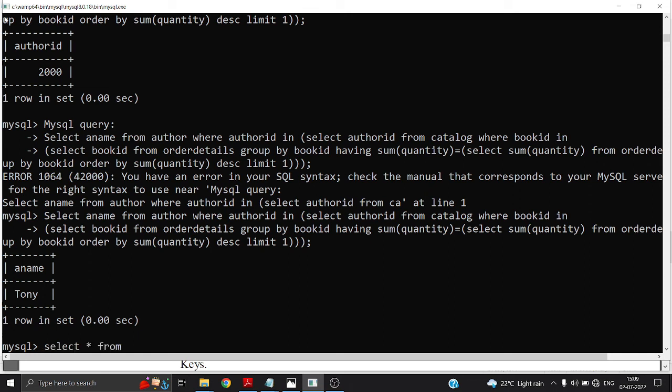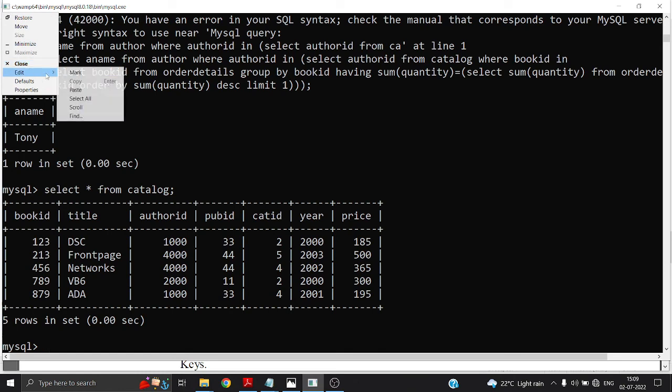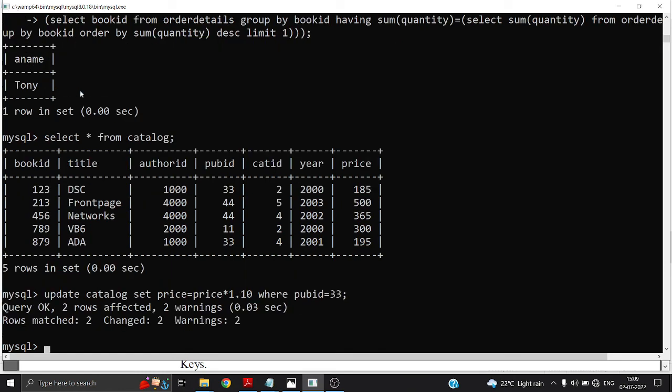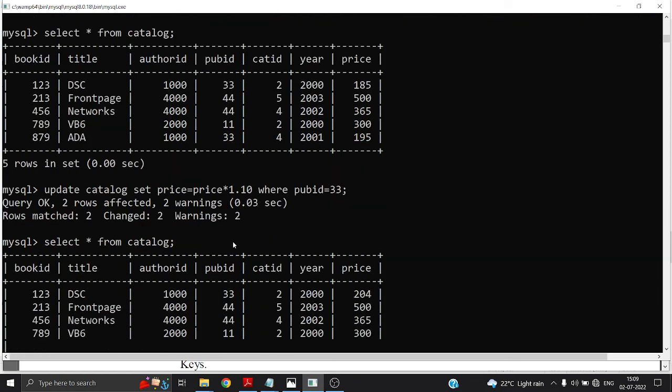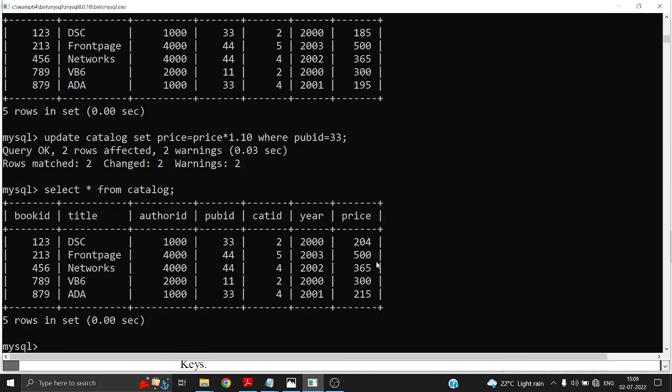Select star from catalog. Here initially every textbook has a price of 185, 500. Here we need to update the price of a textbook of a particular publisher. I am taking publisher 33, the 1st and 5th one, and we need to check the price of the textbook. Initially it is 185, 195. Now its price has been increased by 10%, that's 204 and 215.